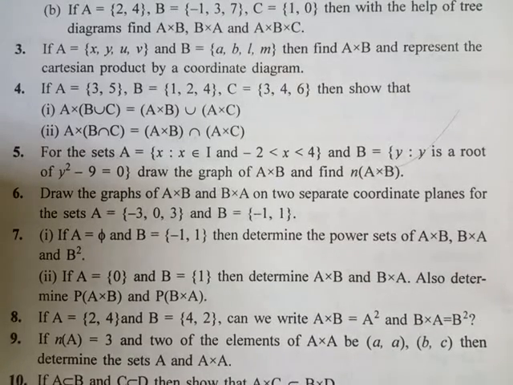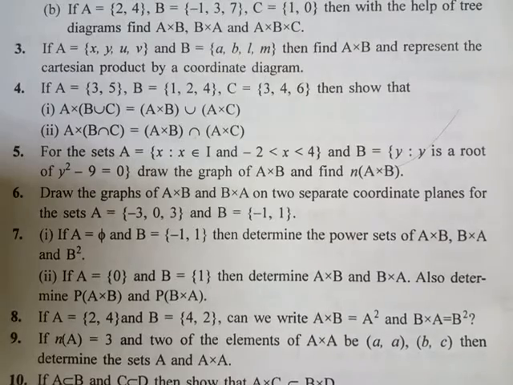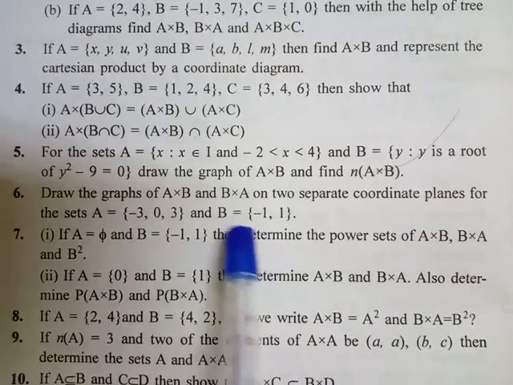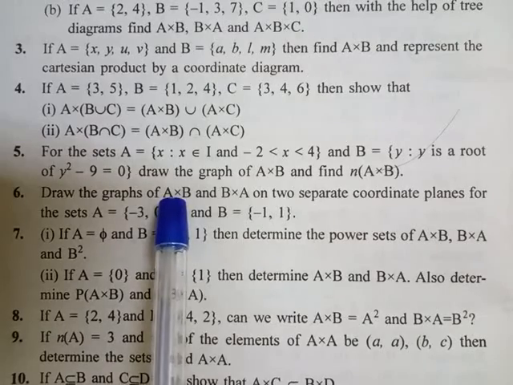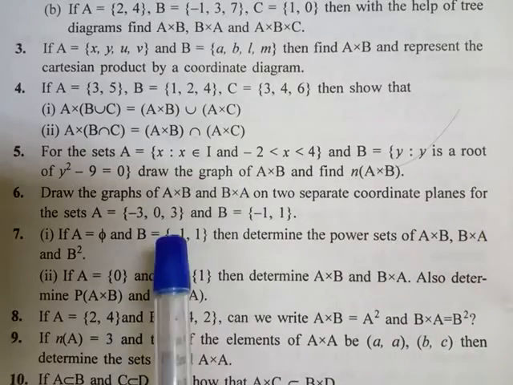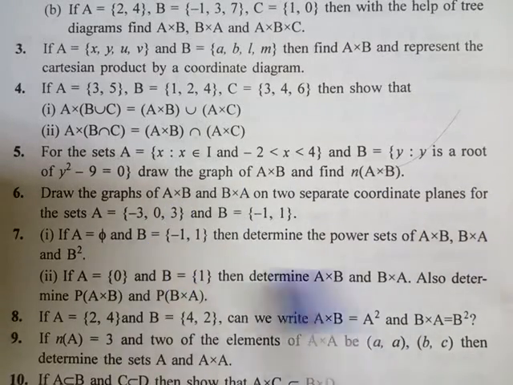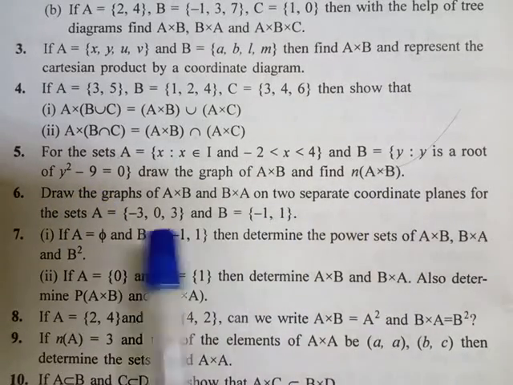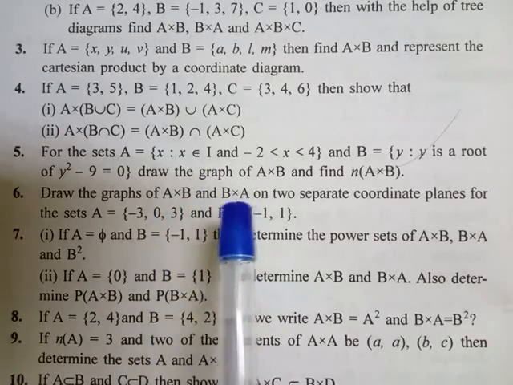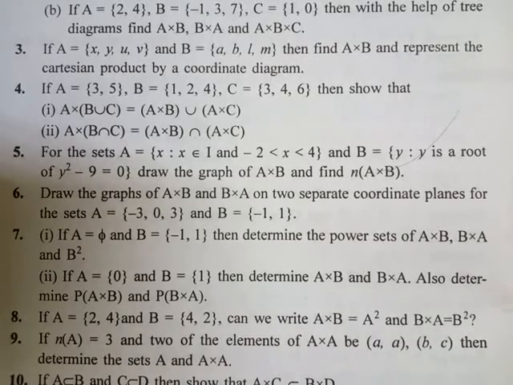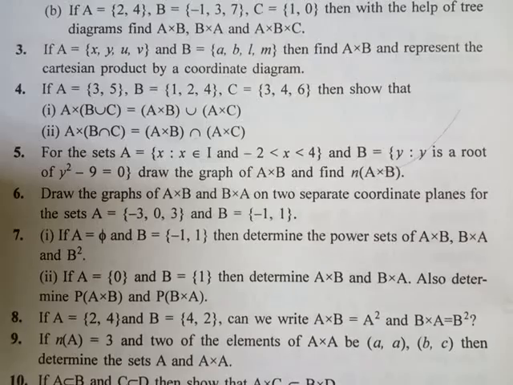Students, question number 6: draw the graph of A product B and B product A on two separate coordinate planes for the sets A and B. Look here, the elements of set A are given here, and the elements of set B are given here. You have to find out A product B and B product A, make two separate coordinate planes for A product B and B product A, and plot the values there. Like number 5, you have to draw the graph of A product B and B product A of question number 6. I hope you understand. Try to do number 6 like number 5. I hope you understand. Thank you.